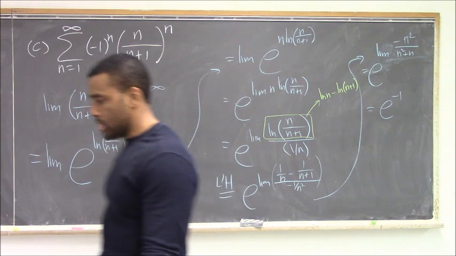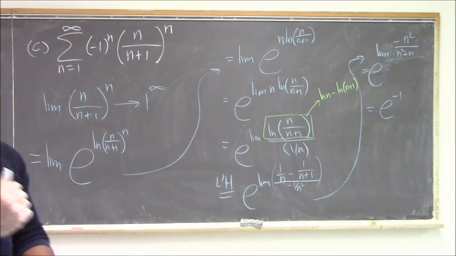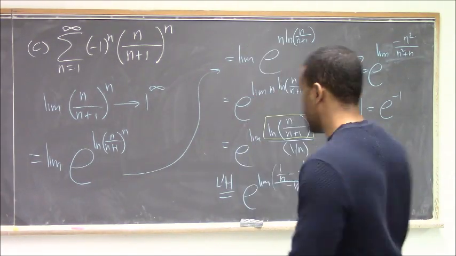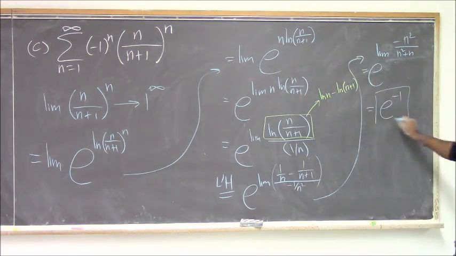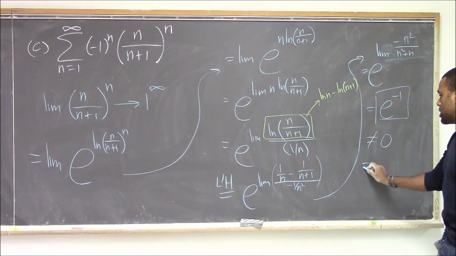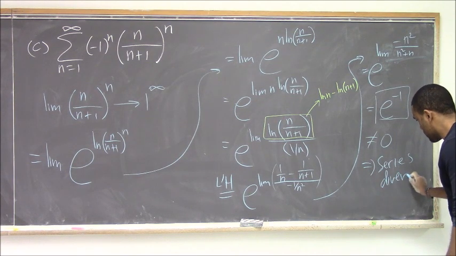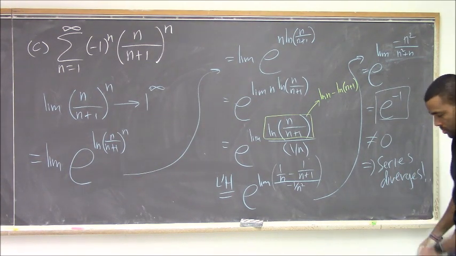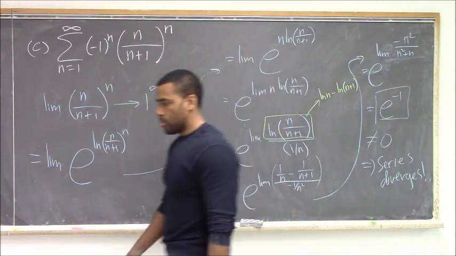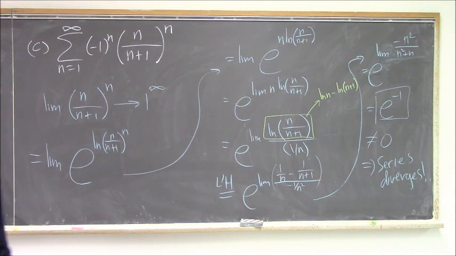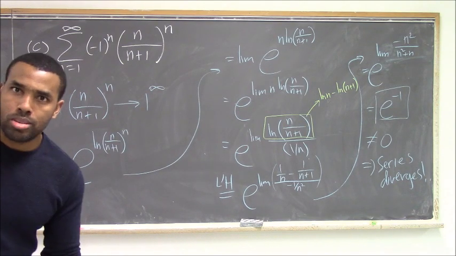So that's another way. That's probably the more traditional way to do it if you don't have a lot of experience with the e limit, although you should have a lot of experience with the e limit. So in fact, this is not 0, which means the series diverges. Yeah, so that's the second one. Well, the third one.